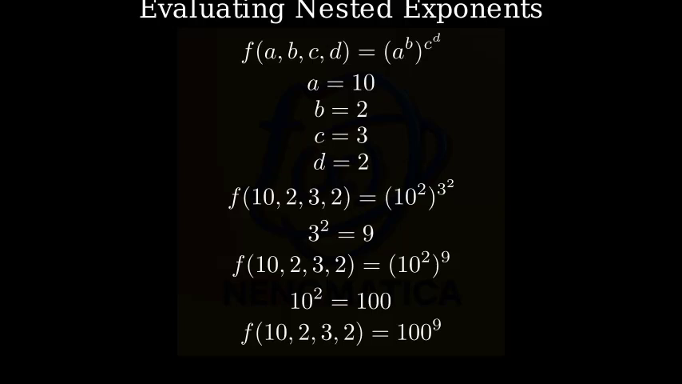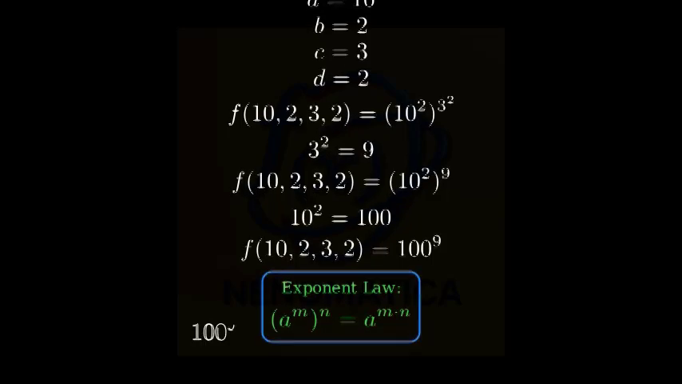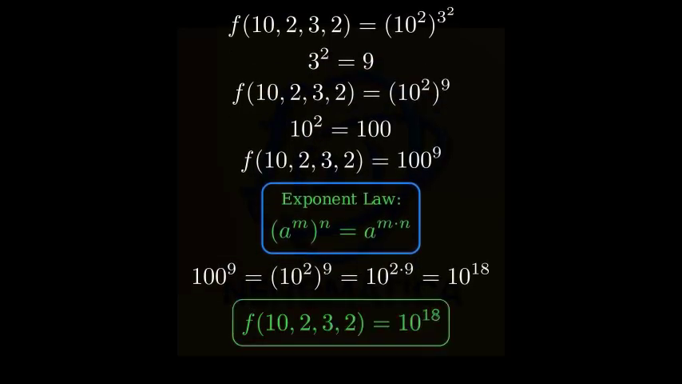Instead of calculating 100 to the power of 9 directly, let's use the laws of exponents to simplify this expression. We know that 100 equals 10 squared, so 100 to the power of 9 equals 10 to the power of 2 times 9, which equals 10 to the power of 18. Therefore, the final value of our function f of 10, 2, 3, 2 equals 10 to the power of 18. Let's understand the pattern we followed.